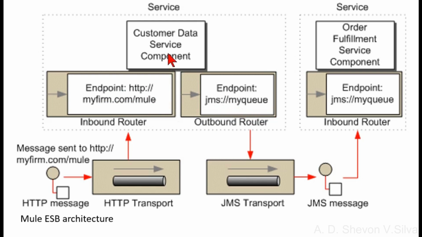Here the customer data service component and endpoints are in the service here, and here the service is connected to the JMS transport, and the transport is connected to the JMS message here, and it's connected to the service here. Here you can see the inbound router and endpoint jms://myqueue, and here the order fulfillment service component and this endpoint are in the service here.